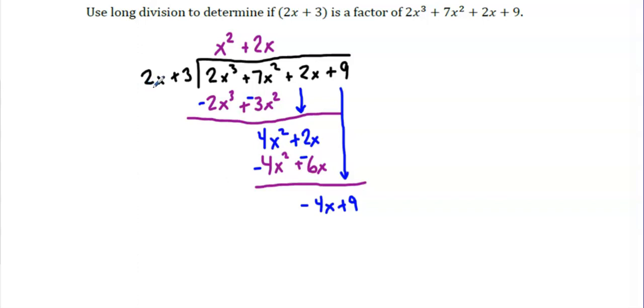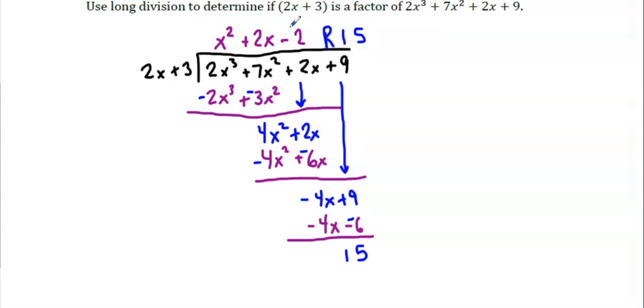Now what times 2x will give me negative 4x? That would be a negative 2. Negative 2 times 2x is negative 4x. And negative 2 times positive 3 is negative 6. Now I'll subtract. So positive 9 minus negative 6 is a positive 15. So this has a remainder of 15.